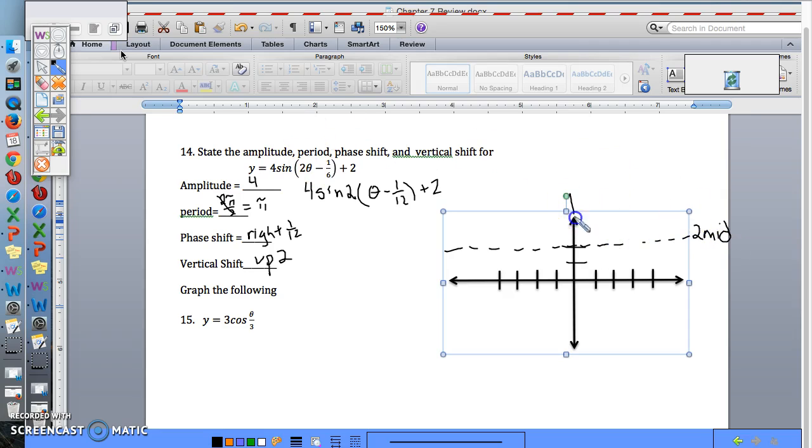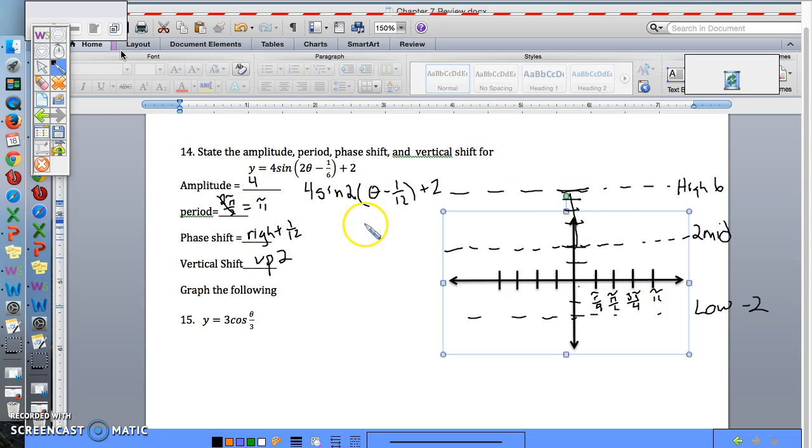Our amplitude's 4, so we can go 1, 2, 3, 4. There's our high, so that's at 6. 1, 2, 3, 4. Here's our new low, which is at -2. Now our period is pi, so this ends up being pi over 2. Well, half of that is pi over 4. 1 pi over 4, 2 pi over 4, 3 pi over 4. So the weird thing on this isn't a great number.